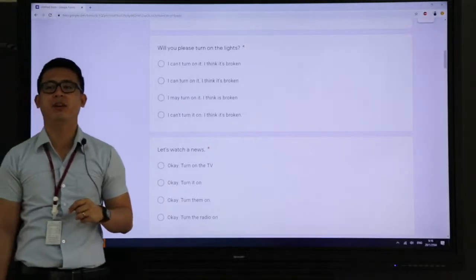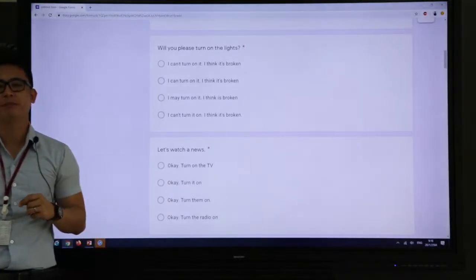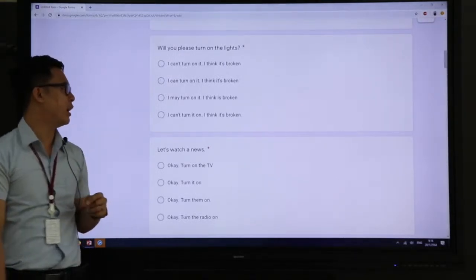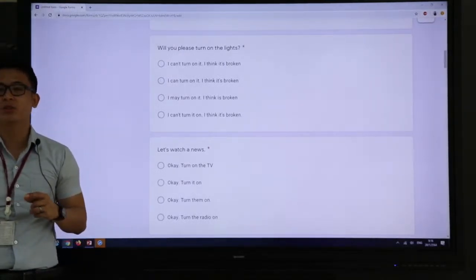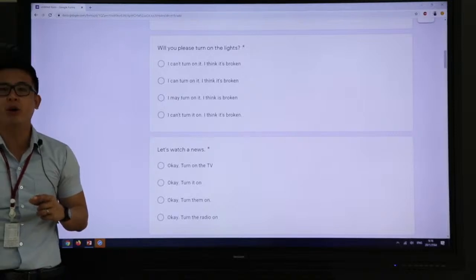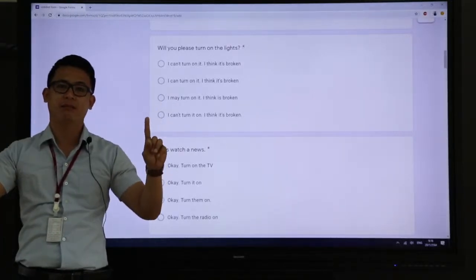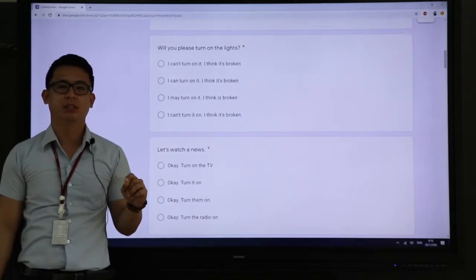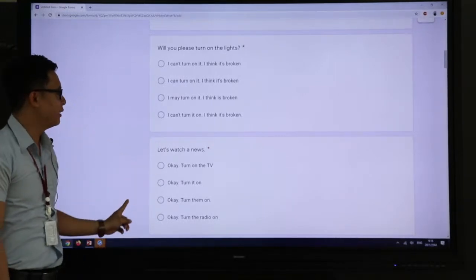Okay, the phrasal verb is turn on. If you use a pronoun, what will happen? The pronoun will be on the end or in the middle. Okay, next.